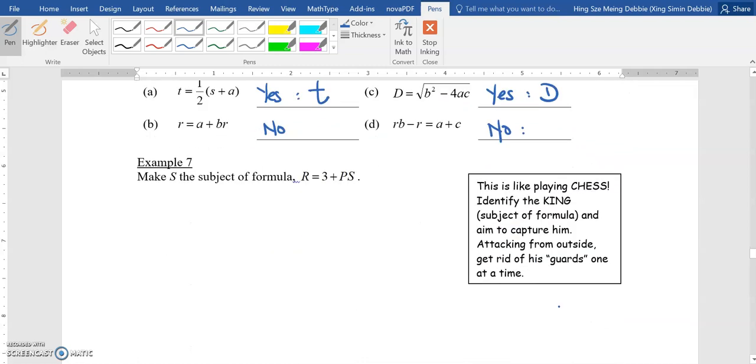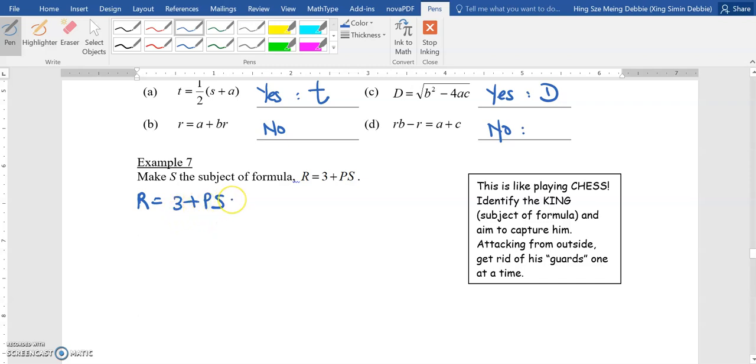Let me show you using example 7 onwards to see how we can make a specific unknown the subject of formula. Say for example, R equals 3 plus PS in example 7 here. If we want to make S the subject of formula, we need to make S the single variable, and then the other side are all the rest of the variables that we need to find S. Let's tear this apart bit by bit.